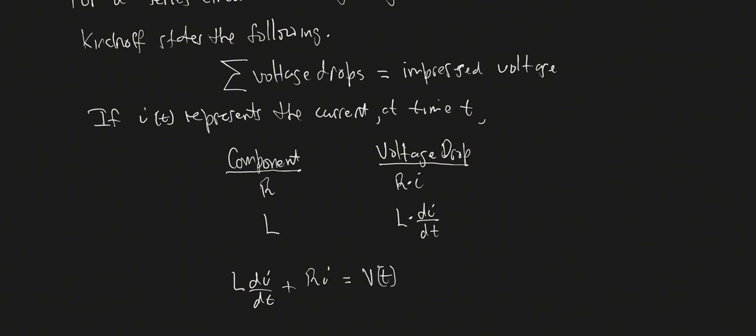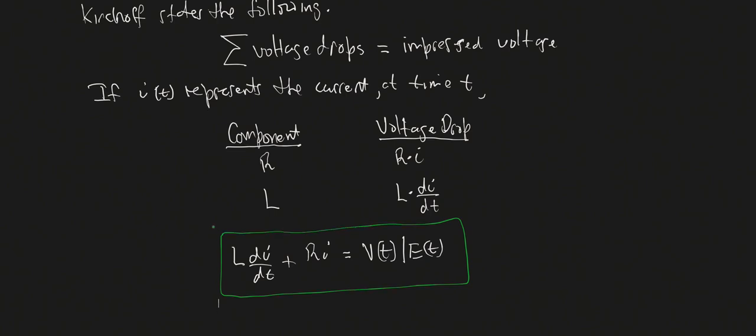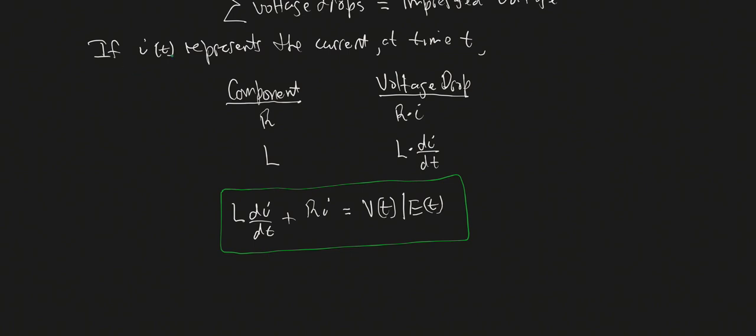Most books use V of t for voltage. I've seen some that utilize E of t for electromotive force, obviously because of the relationship between voltage and electrons and so forth. But nonetheless, this is the equation for an RL series circuit. And again, our goal is to find the current as a function of time, so we know what the current is at every possible instant. So let's take a look at an example of this.